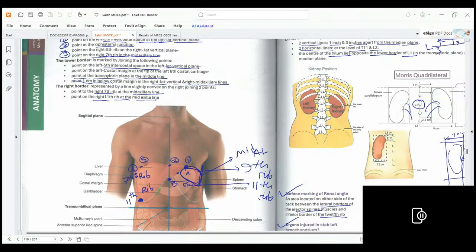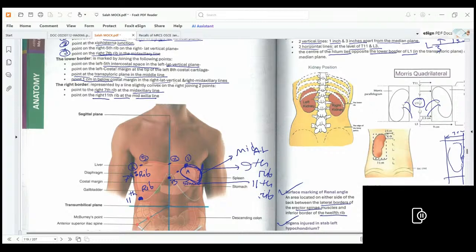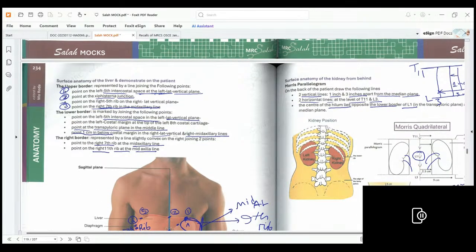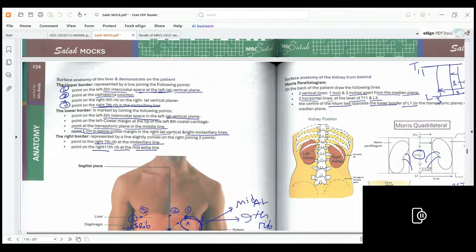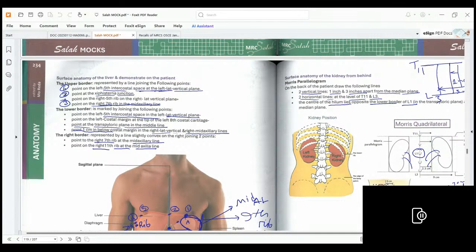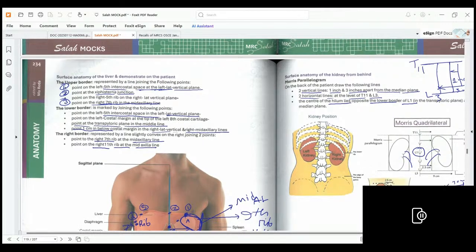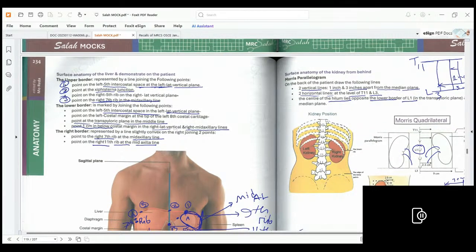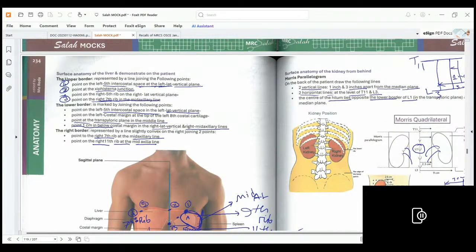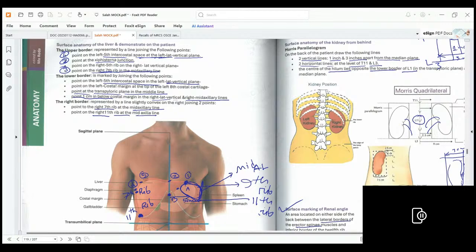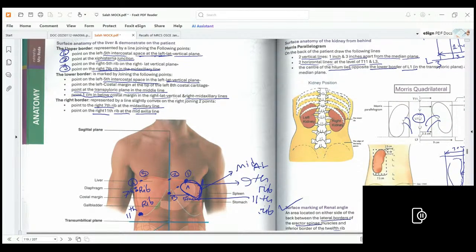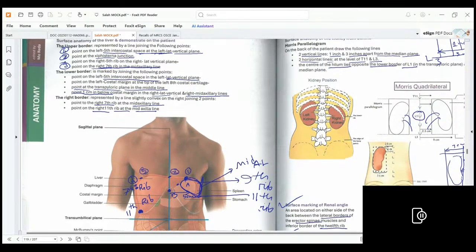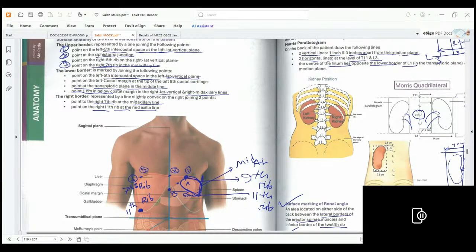Then the lower border. How? The lower border is marked by joining the following points. A point on the left fifth intercostal space in the left lateral vertical plane, same as point 1. For the upper border and lower border, the first point is the same, because from this same point they will come. This is the lower border first point.